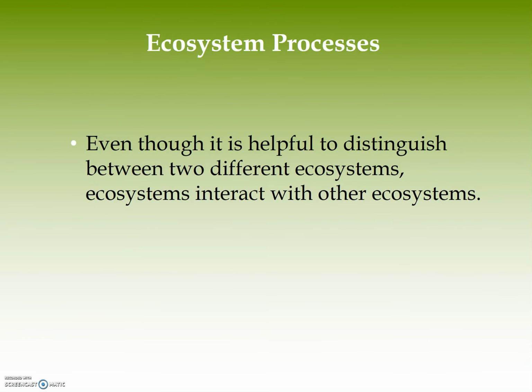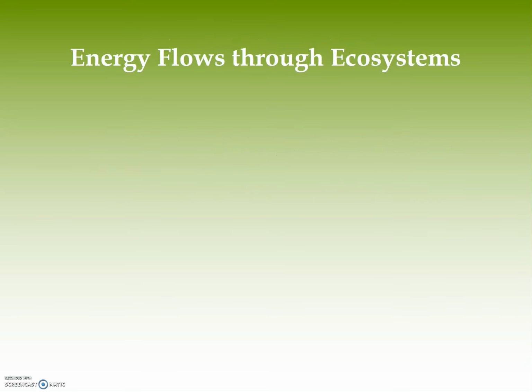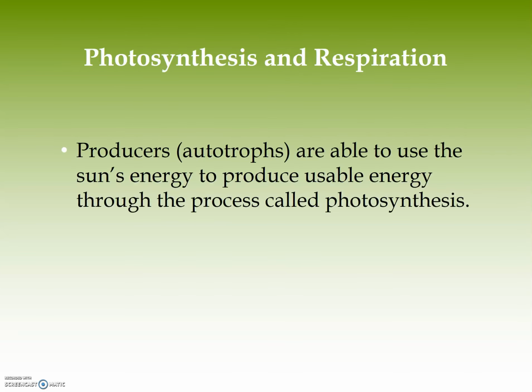If we look at what's called ecosystem processes, even though it's helpful to distinguish between two different ecosystems, they interact with each other. And we're going to look at that through energy flow, which is what this is bringing up, this idea of energy flow. And the way we identify energy is through photosynthesis and respiration. So photosynthesis, our producers, which is another word for autotrophs, or autotrophs and producers are synonymous. So those are our plants, are able to use the sun's energy to produce usable energy through photosynthesis.